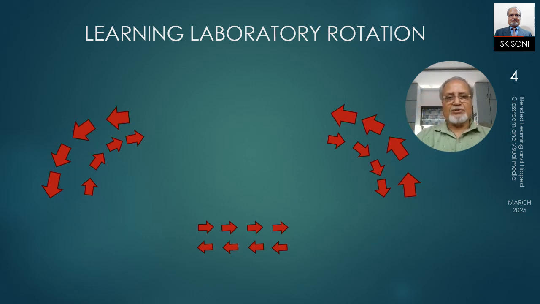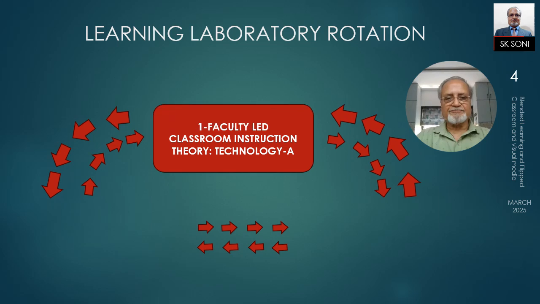The concept of learning laboratory rotation is basically based on the concept of laboratory. Laboratory is a space where people work with some equipment and get some outcomes. So in the learning laboratory, the outcome is the learning by students. So there may be 2 or 3 laboratories and students rotate from one lab to another lab. Let us take the example of a faculty-led classroom instruction of some theory of technology A.